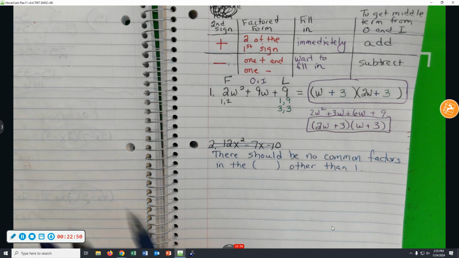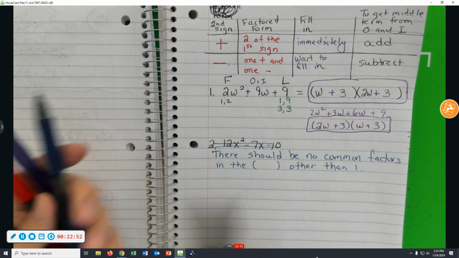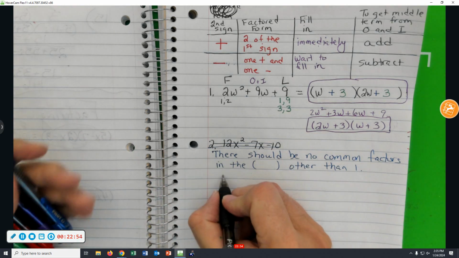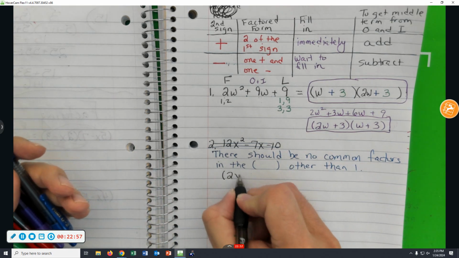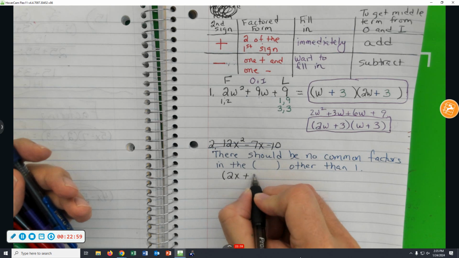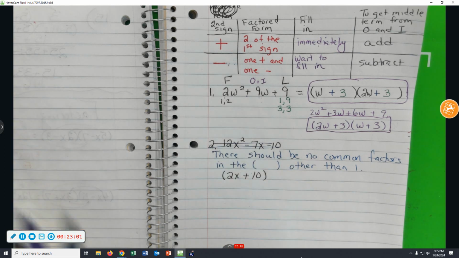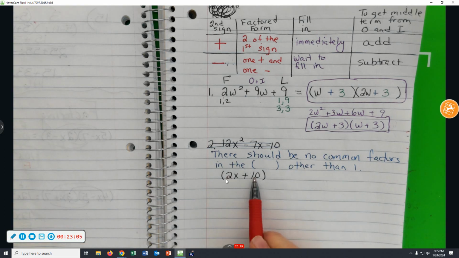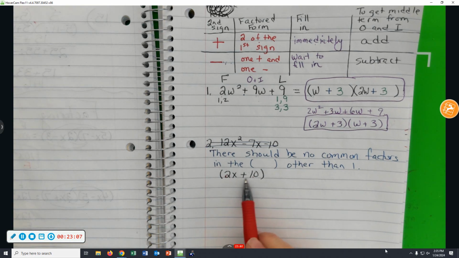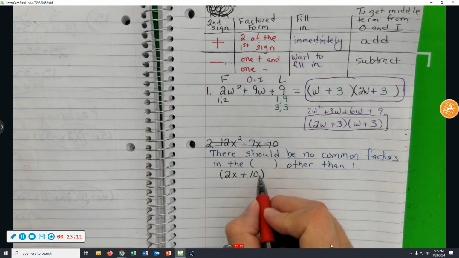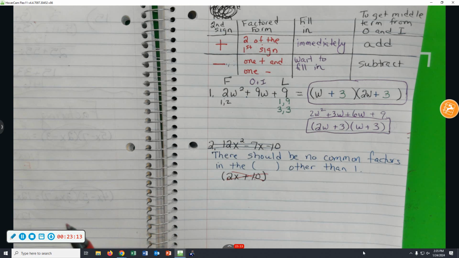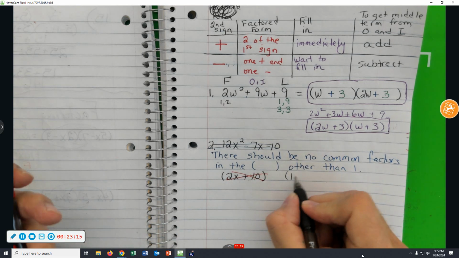There shouldn't be, like this one here. If when you're trying to factor something, you had 2x plus 10, that can't possibly be right. 2 and 10 are both divisible by what number? What number divides evenly into them? 2. They're both divisible by 2. That can't happen.